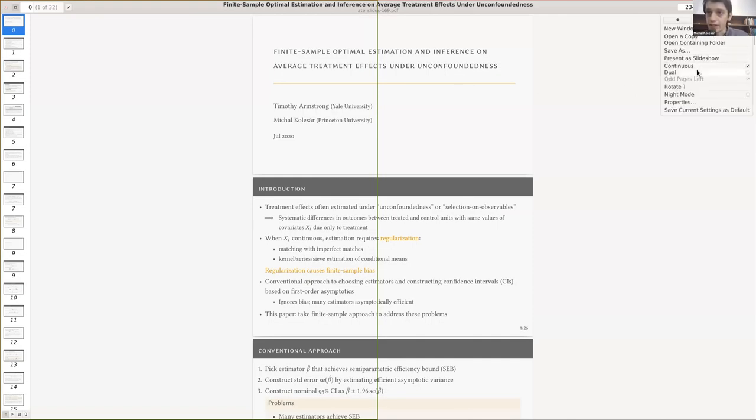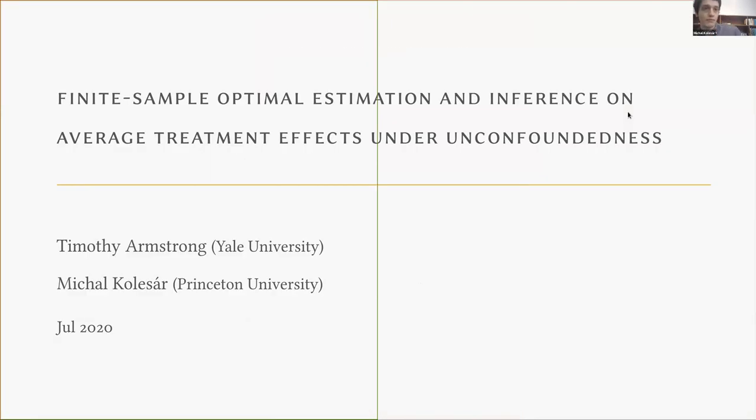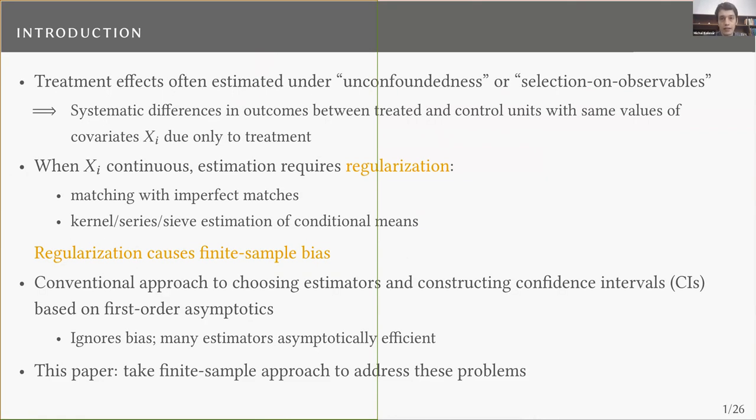And so in this paper, we look at a classic causal inference problem, which is the problem of estimating average treatment effects when you assume unconfoundedness. And under this unconfoundedness assumption, you can eliminate systematic differences in outcomes between treated and control units by adjusting for the covariate differences between the treated and control units.